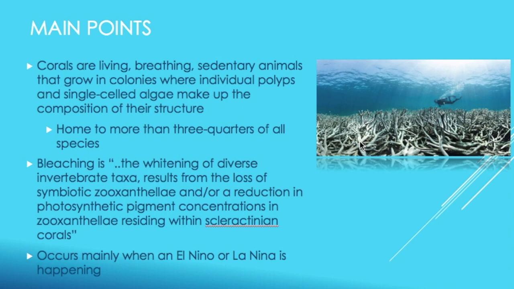What I found from my research was that the bleaching events usually happen during El Nino or La Nina weather patterns, because the water temperature in the ocean tends to fluctuate the most during that period of time, and it usually increases. So that is why the bleaching happens then.